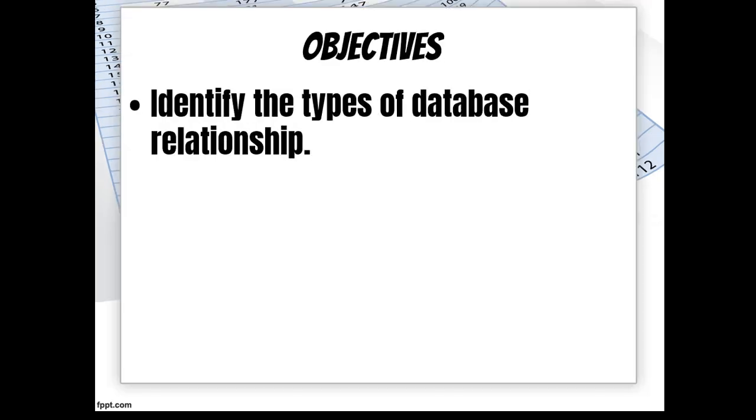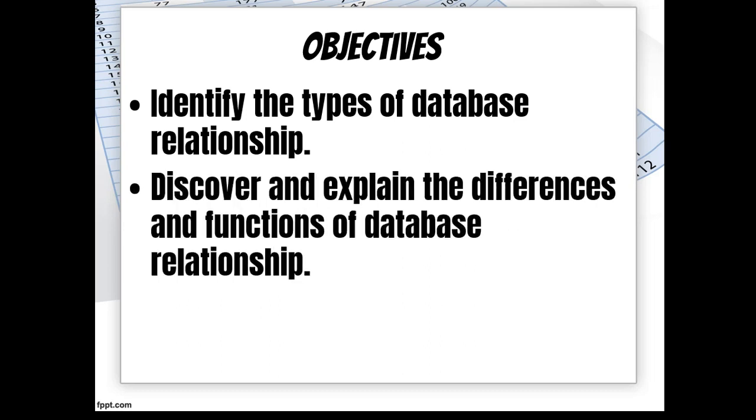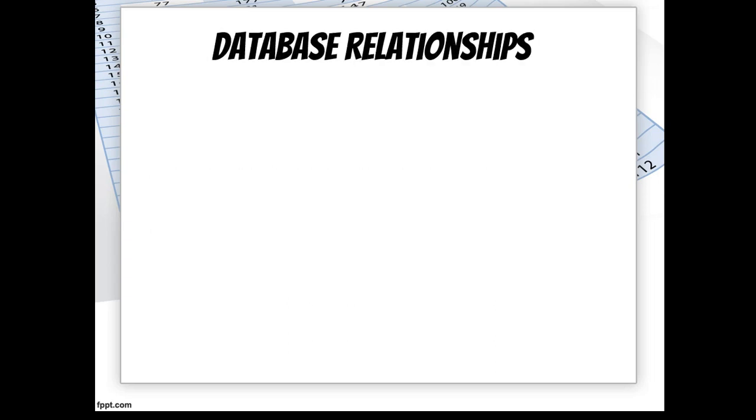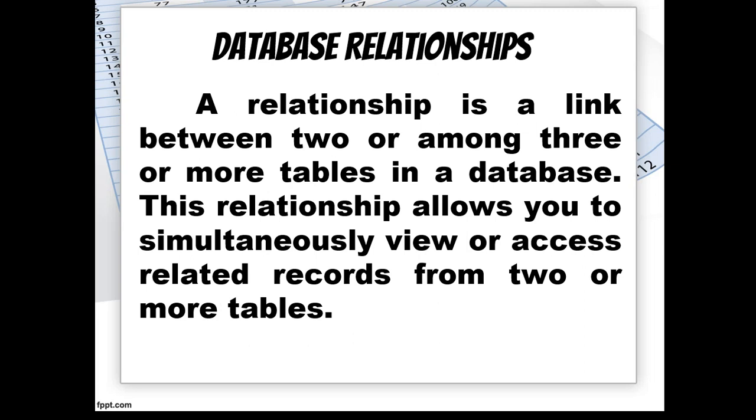Okay, so our objective will be to identify the types of database relationships. Second is to discover and explain the differences and functions of the database relationships. It says in your module that a database relationship is a link between two or among three or more tables in a database. These relationships allow you to simultaneously view or access related records from two or more tables.